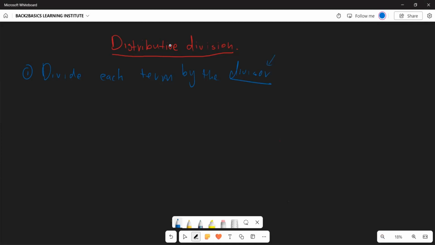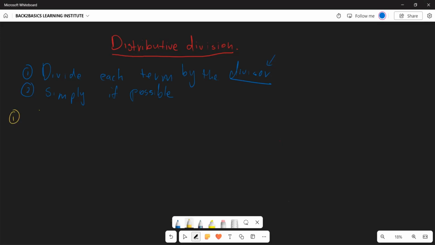Secondly, for you to do the distributive division, you need to simplify. After that, you're going to simplify if possible. If possible, you need to then provide what? You need to write it in simplified form. So now let's look at this example one.